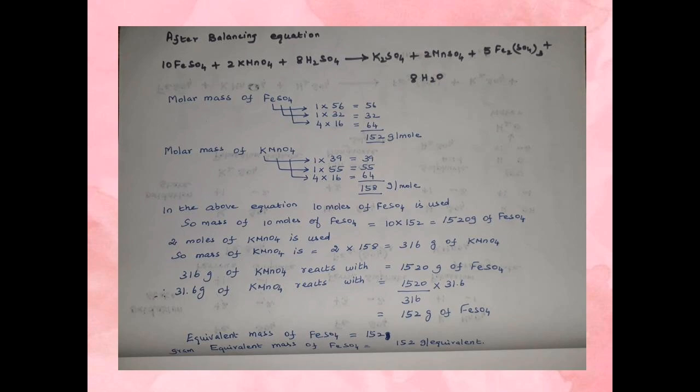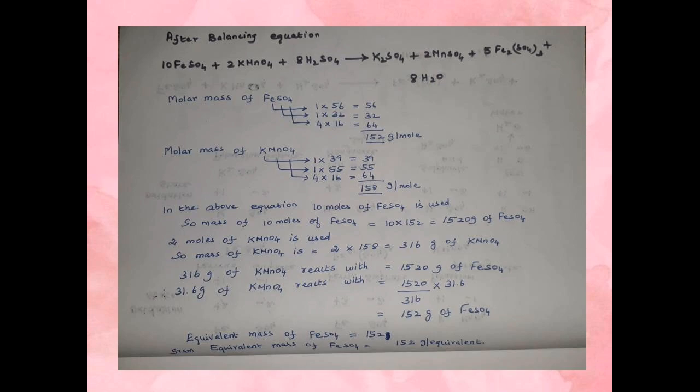First of all, we are going to calculate the molar mass of ferrous sulfate. Iron atomic weight 56, sulfur atomic weight 32 and oxygen atomic weight 16. So we multiply the atoms with the atomic mass and then add, and we get the molar mass of ferrous sulfate as 152 gram per mole.